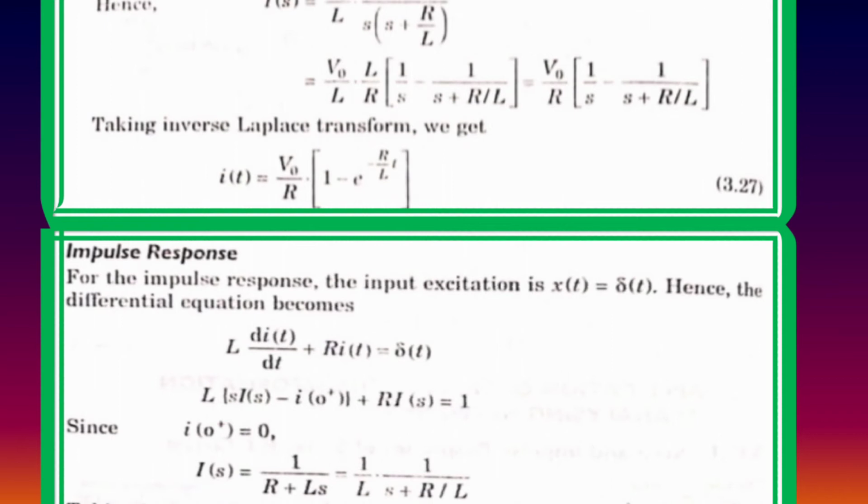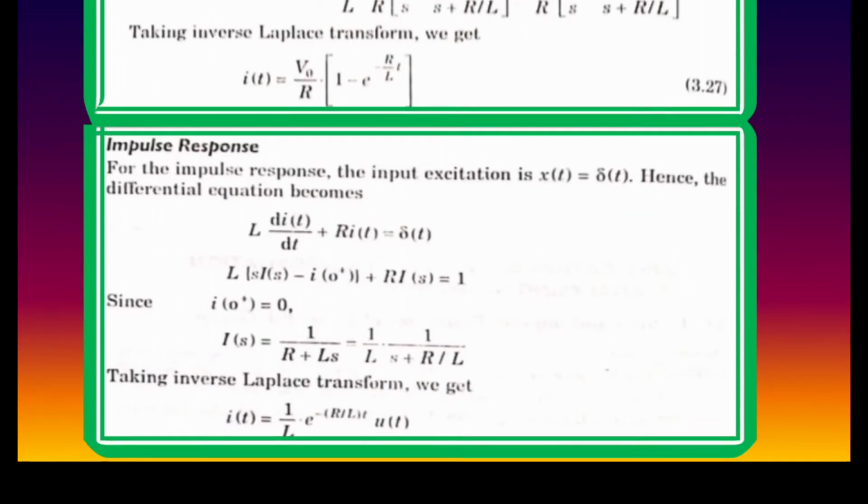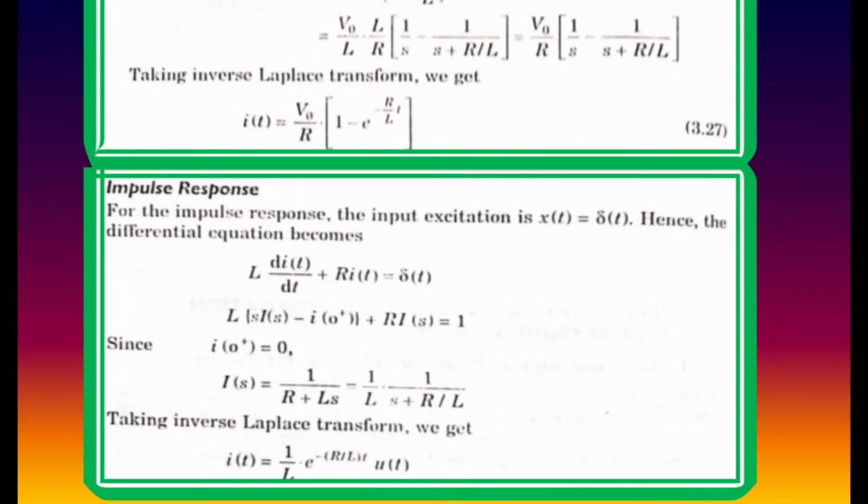Okay, so I have to rewrite this equation so that I can take the inverse Laplace transformation. When I am taking the inverse Laplace transformation for this equation, can you see this one? I rearrange this equation as 1 by L into 1 by (S plus R by L). When I am rearranging this equation, I am getting i of t as 1 by L into e power minus R by L into t into u of t.